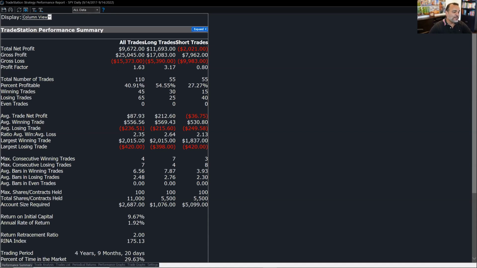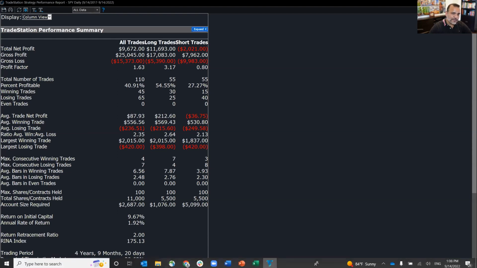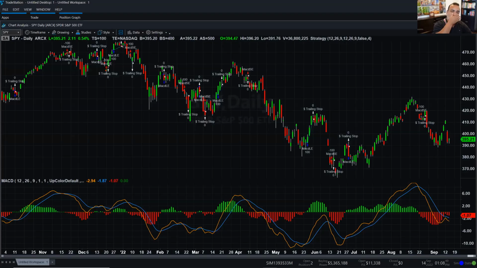Can we do this on an option chart? Yes, you can. Now, options are known not to have a lot of historical data, so that could be a little bit challenging, but you could run a strategy on an option symbol. Let's go ahead and take a look at a couple of things here.